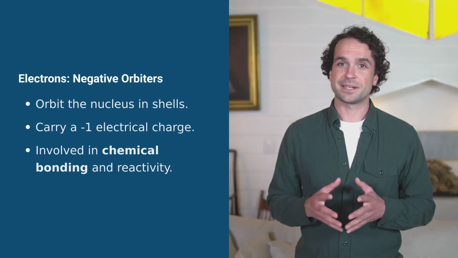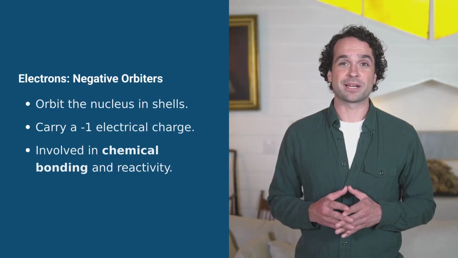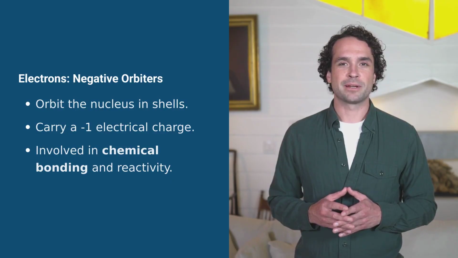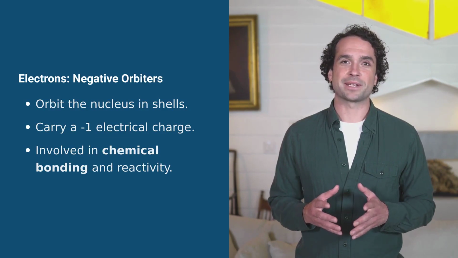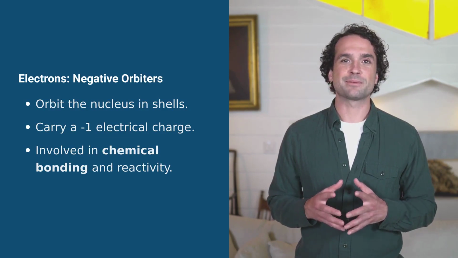Orbiting around the nucleus in distinct energy levels or shells are electrons. These subatomic particles carry a negative electrical charge, balancing out the positive charge of the protons in a neutral atom. Electrons are much smaller and lighter than protons and neutrons, but their arrangement and movement are vital for chemical reactions and how atoms interact with each other to form bonds.